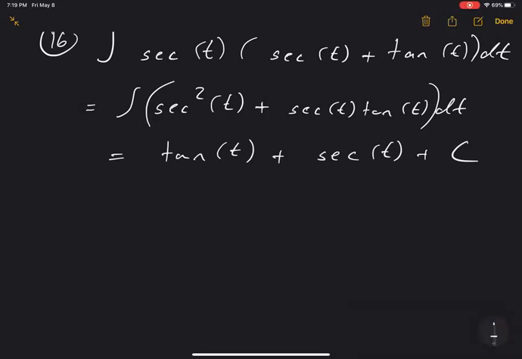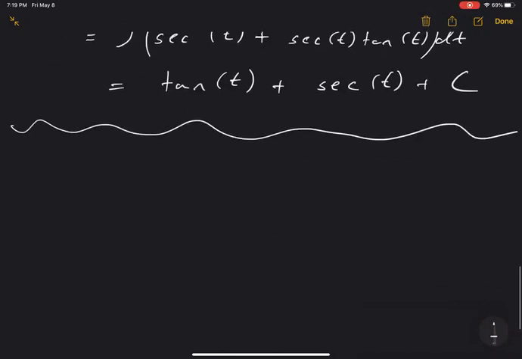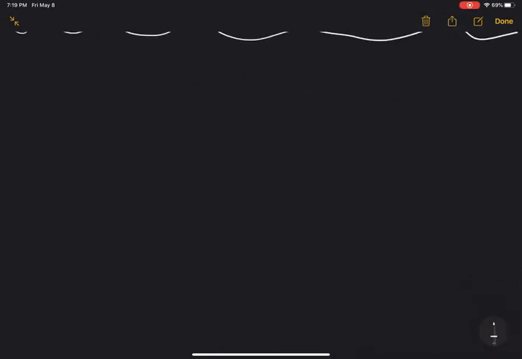So we're seeing some trig stuff now. Now let's try and do, these have all been indefinite integrals. Let's try some definite integrals. Just do a couple of those. Let's do 33.